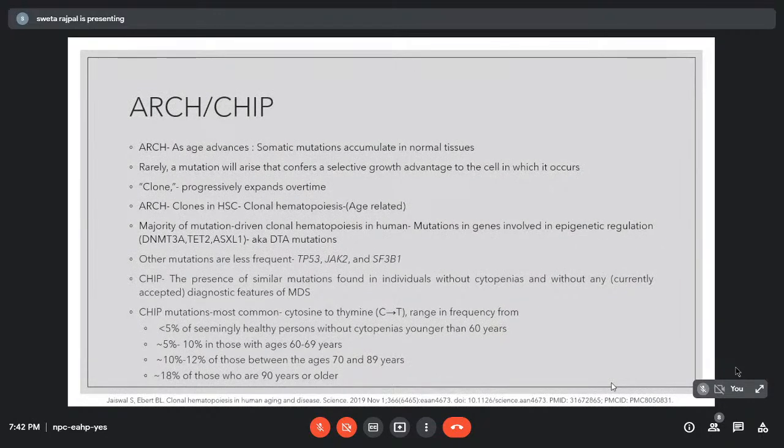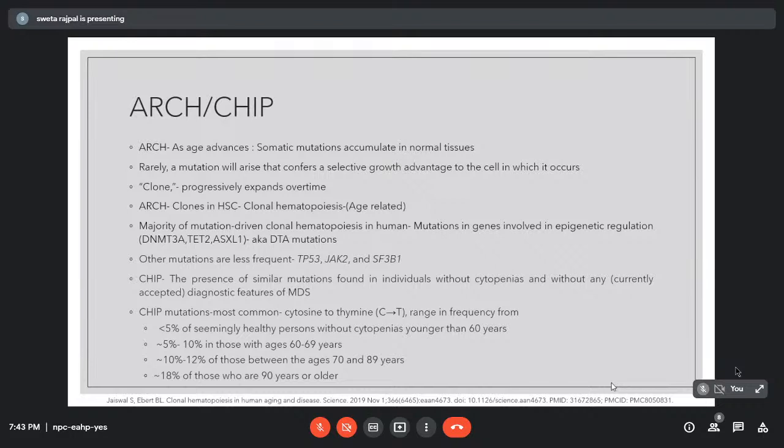So what does the word CHIP mean? CHIP is nothing but the presence of the same type of mutations we see in ARCH, without any cytopenia or any diagnostic features of MDS. So if a patient presents with some amount of cytopenia, detected on routine investigation or as part of a diagnostic algorithm, and we find some clonality in hematopoiesis, in those cases we can use the word CHIP.